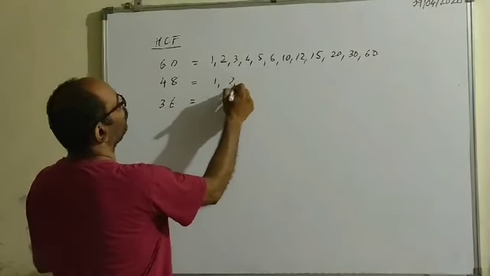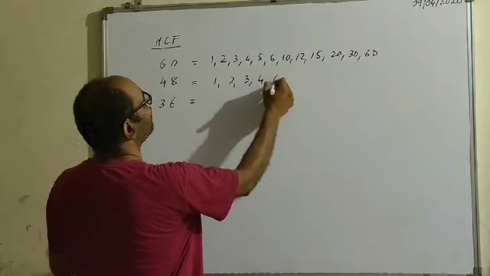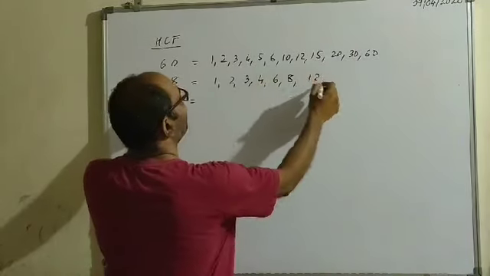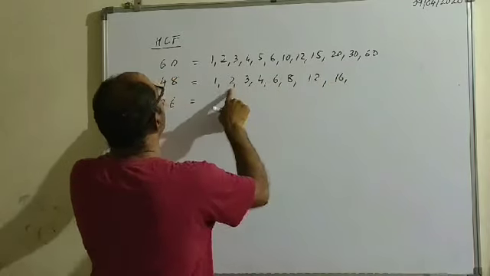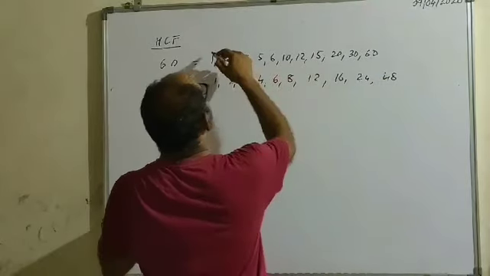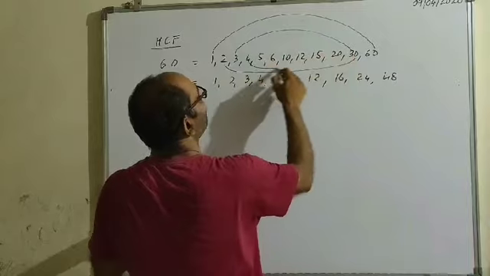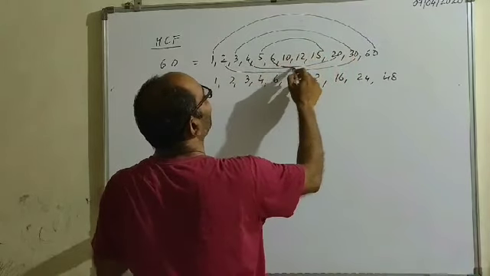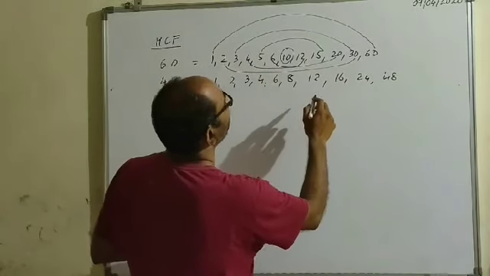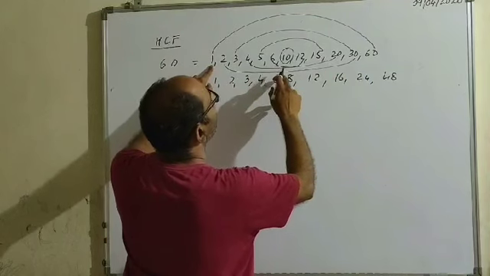48. 1, 2, 3, yes. 4, yes. 5, no. 6, yes. 6 8s are 48. 4 12s are 48. 3 16s are 48. 2 24s are 48. And 1 48s are. They make a pair, children. See this. Pairs of factors which we were talking about. Something I missed out.